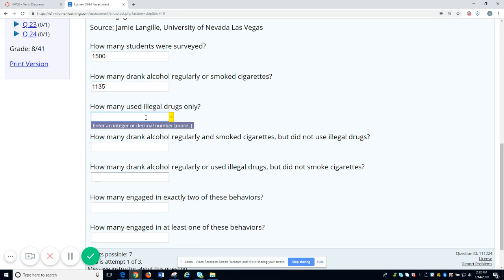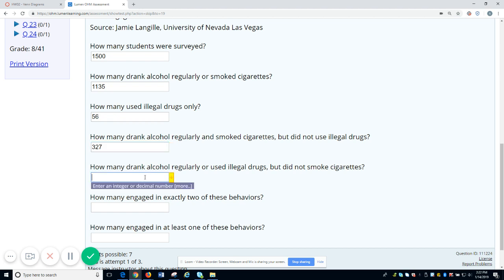Okay, how many people use drugs only? I know that's 56 people. How many people drink alcohol regularly and smoke cigarettes but did not use drugs? So that's going to be in the intersection of alcohol and cigarettes, but minus those 97 people. So that was 327.